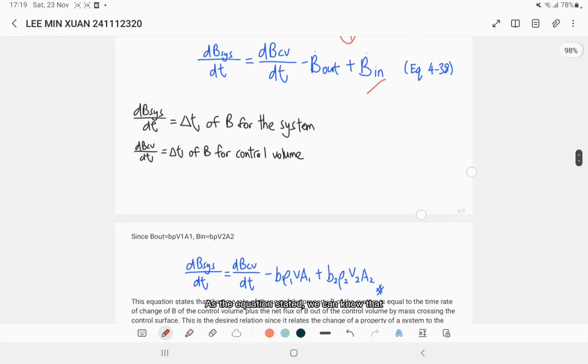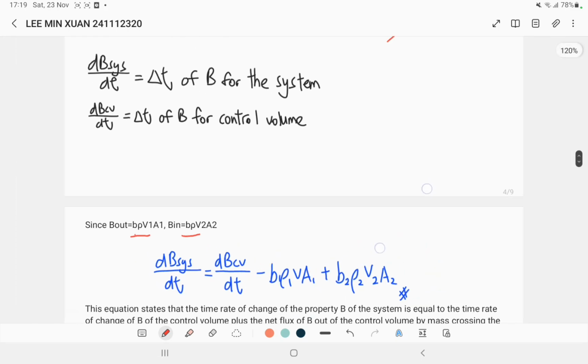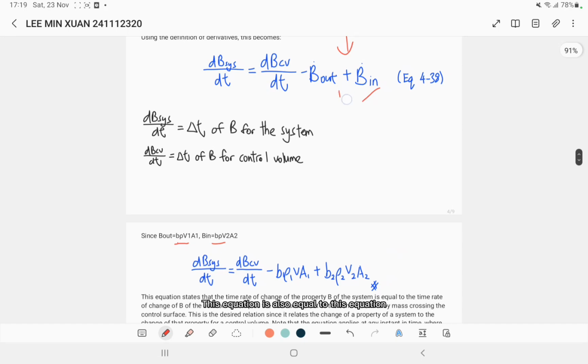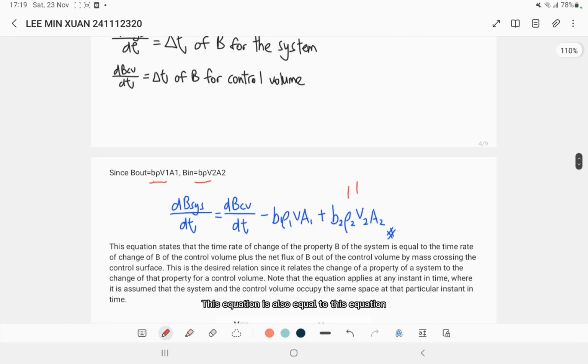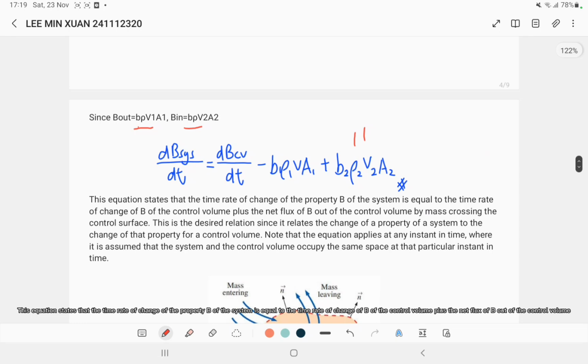As the equation states, we can know that B out is equal to B rho velocity 1 at area 1, and B in is equal to B rho velocity 2 at area 2. So this equation is also equal to this equation. The equation states that the time rate of change of property B of the system is equal to the time rate of change of B of the control volume plus the net flux of B out of the control volume.